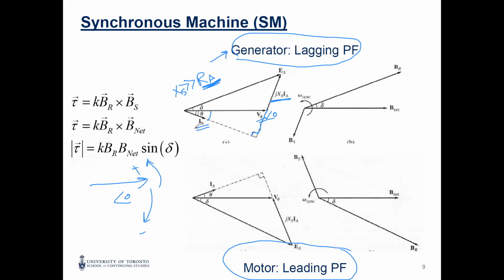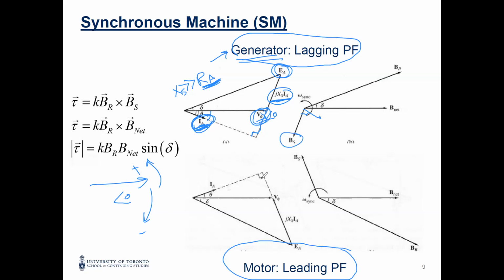This is because it's lagging. You can see the current. We added the current here, and then you have the E, because V plus the voltage drop on the reactance equals E for the generator, lagging power factor. The flux from the armature is 90 degrees from the current. This is the current, and this is 90 degrees.